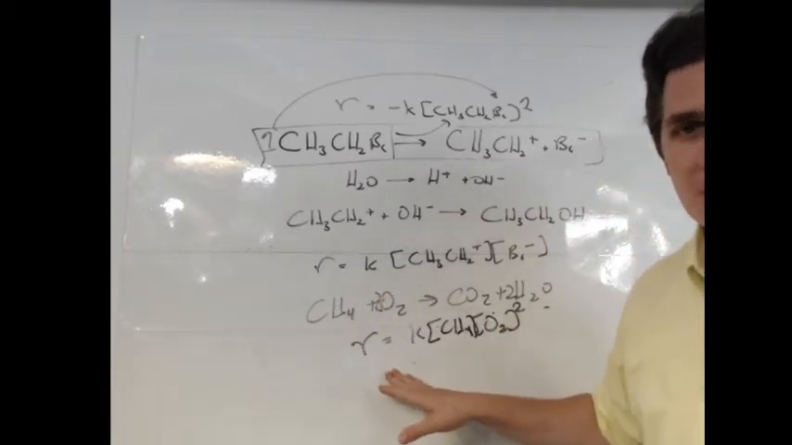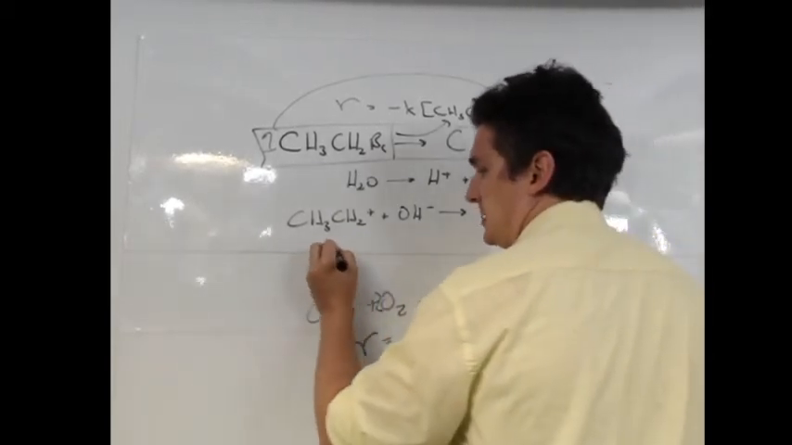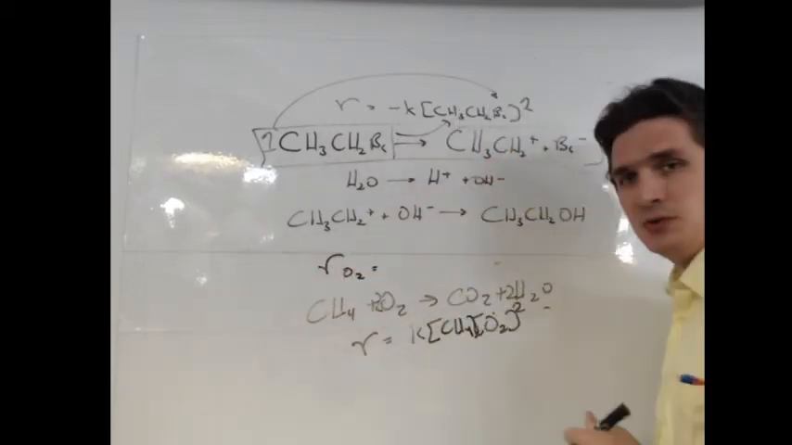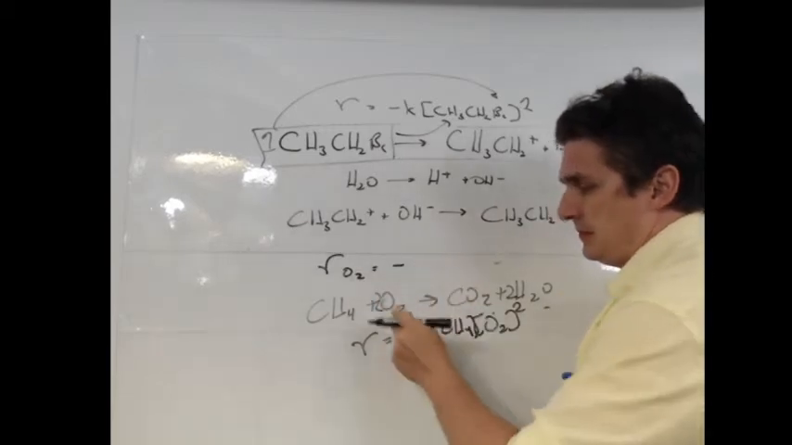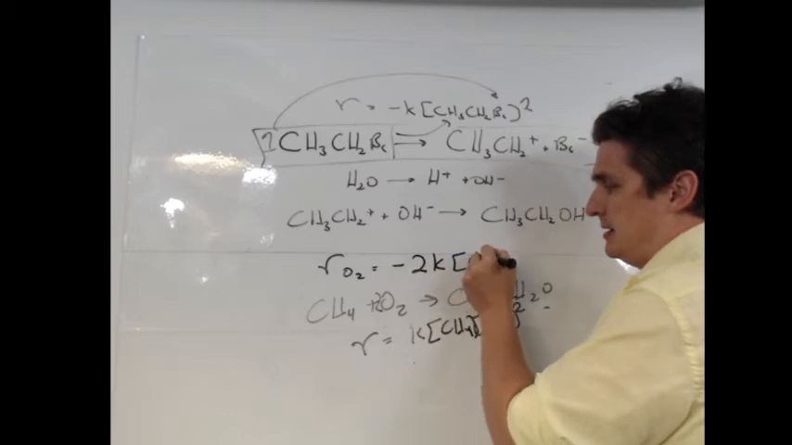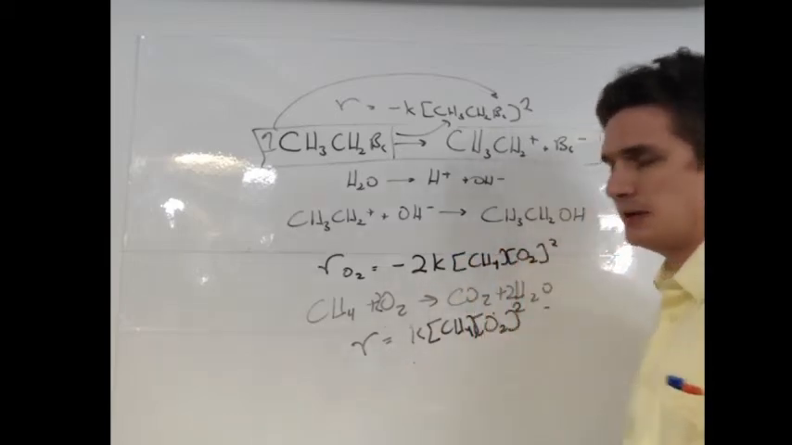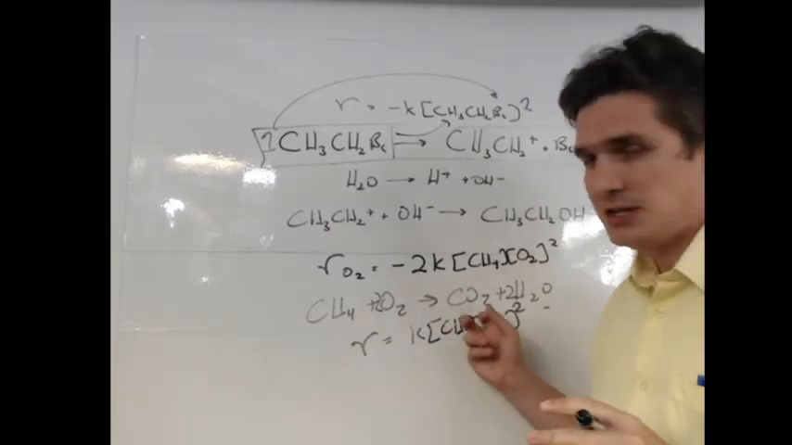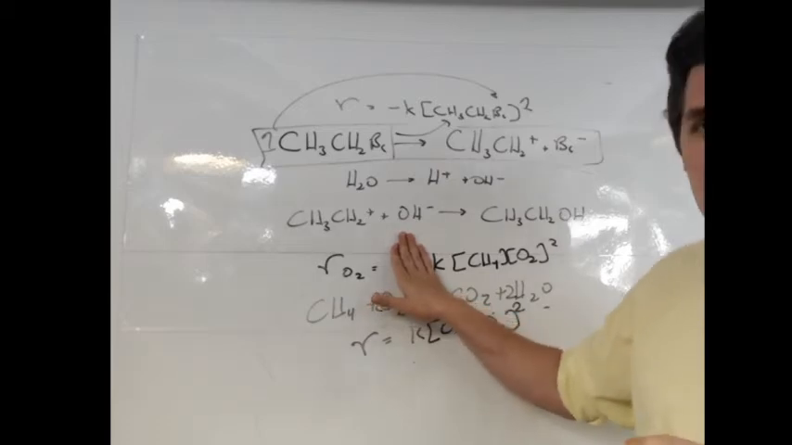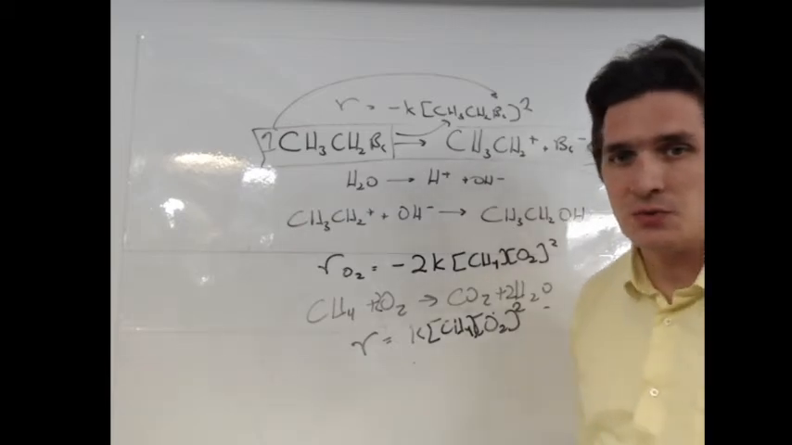Now again, this is in terms of extent of reaction. If we want to describe the rate of CH4, or better yet, the rate of O2, since O2 is a reactant, it would be a negative. There's a 2 in front, so it's 2K, concentration of CH4, concentration of O2 squared. So if this reaction was elementary as written, the rate law in terms of extent of reaction, which is the easiest one to start with, is K concentration of CH4, concentration of O2 squared.